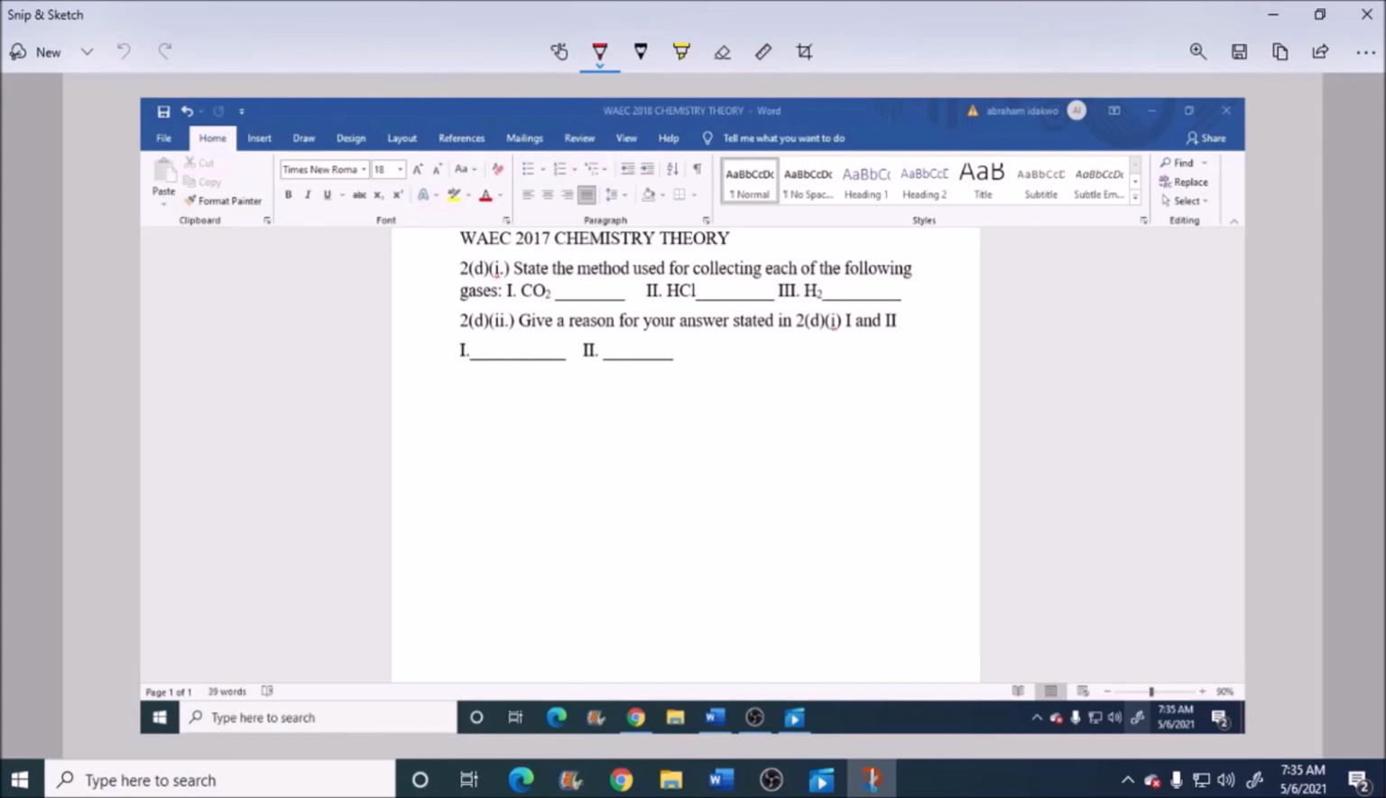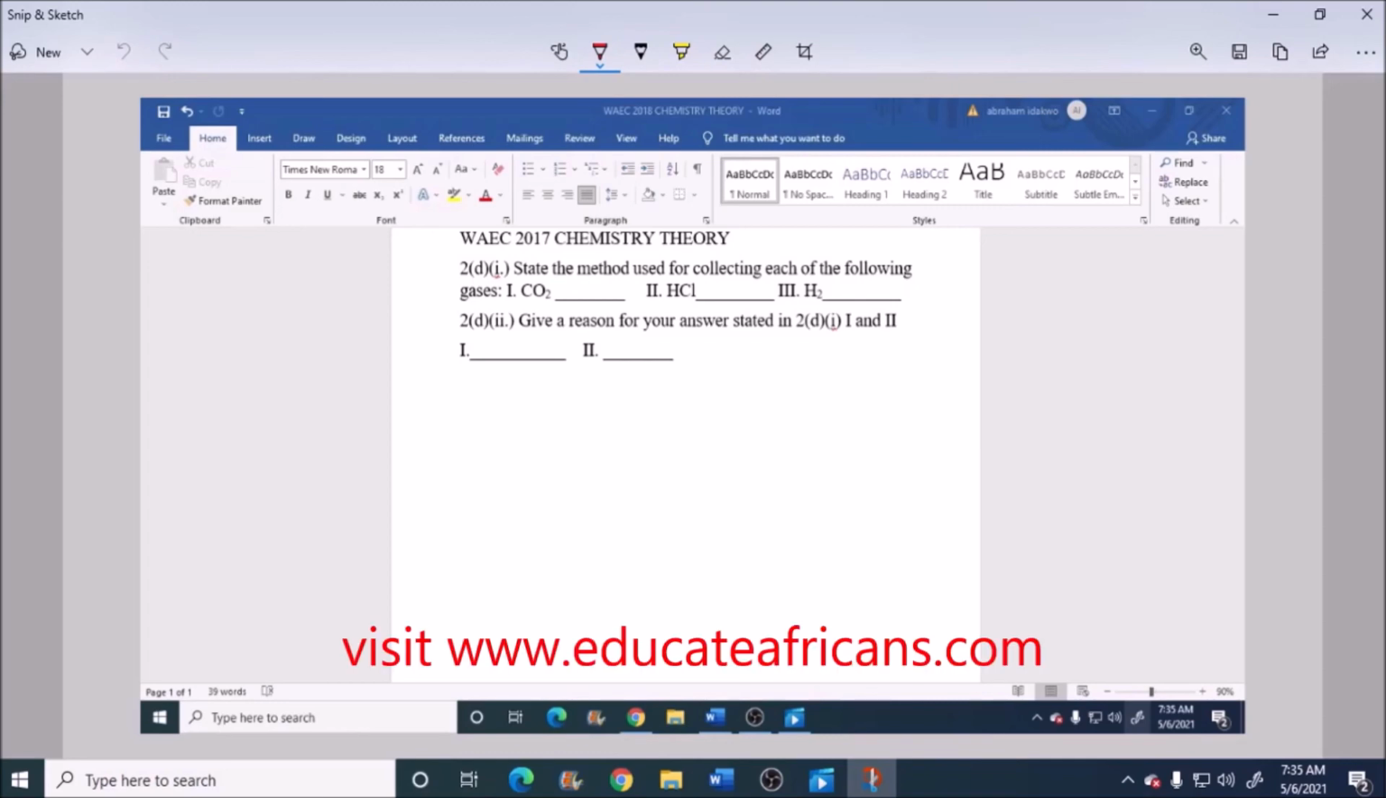Hello, welcome to Tclassified. Today I will be solving WAEC 2017 chemistry theory. Question 2D Roman figure 1 says, state the method used for collecting each of the following gases. In Roman figure 1, we have carbon dioxide gas, that is CO2. Then we have hydrogen chloride gas as number 2. Then we have Roman figure 3, hydrogen gas, H2, as the third gas.